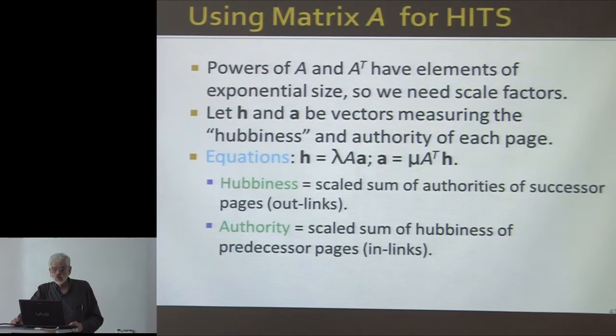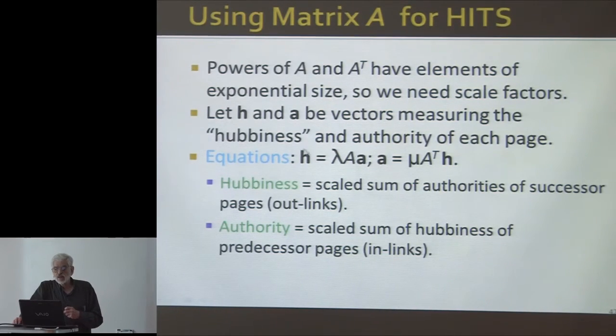Okay, so again, we're going to let H and A be vectors. They're like the PageRank vectors, but the ith component of H is the hubbiness of the ith page, and the ith component of A is the authority of the ith page. And if you remember, the hubbiness of a page is the sum of the authorities of the pages it links to.